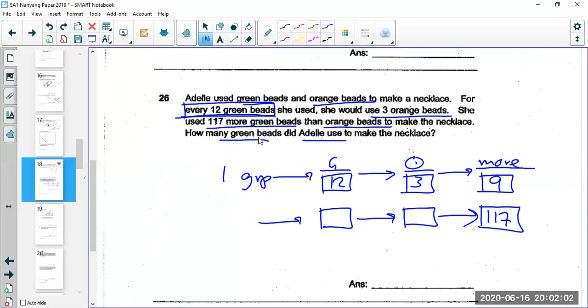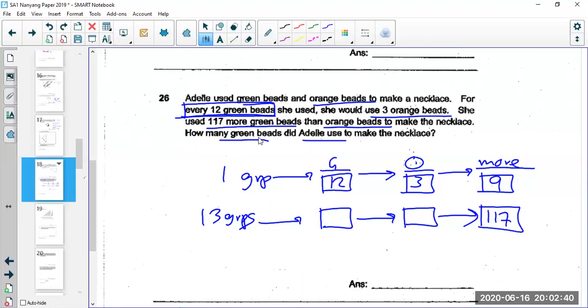You take 117 divided by 9, and you will get 13 groups. Once you know there are 13 groups, can you find how many green beads? You take 13 times 12. Do your working. 117 divided by 9, you get 13, right? So 13 times 12 is 156.